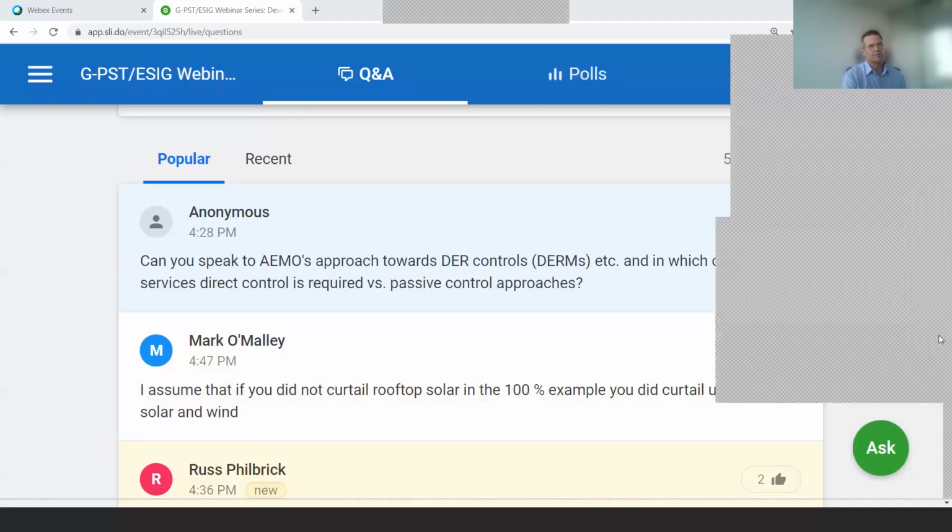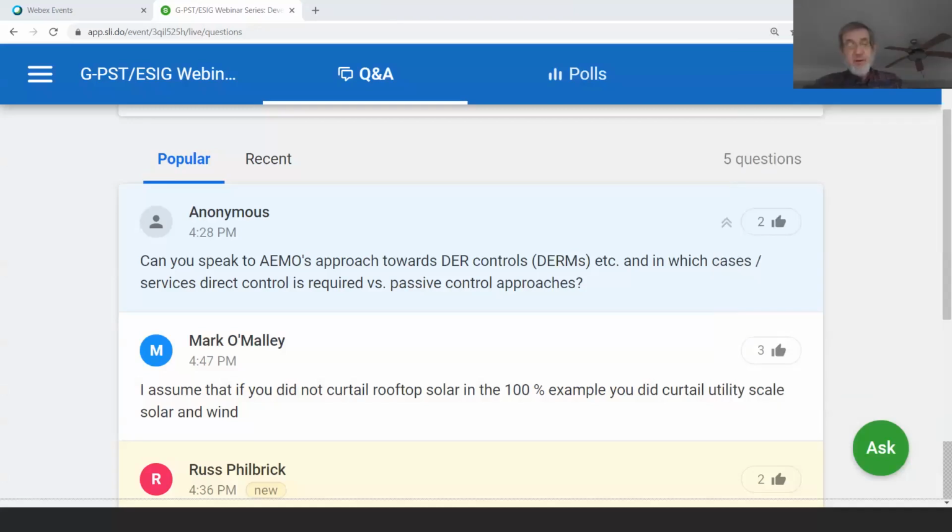Okay. And this looks like a follow-up question to the earlier one on curtailment from Mark O'Malley. I assume that if you did not curtail rooftop solar in the 100% example, you did curtail utility scale solar and wind.